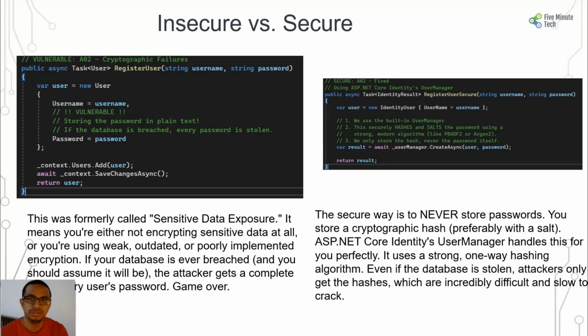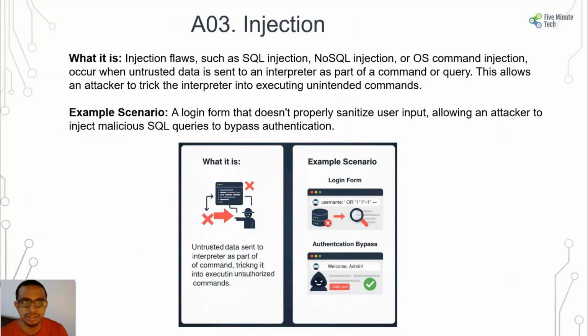So that's how you will be able to secure your access and authorization areas. The third one is the injection flaw, such as SQL injection. It is pretty famous, and most devs know about it. SQL injection, NoSQL injection, or OS command injection occur when untrusted data is sent to an interpreter as part of a command or query. This allows the attacker to trick the interpreter into executing unintended commands. A login form that doesn't properly sanitize user input allows an attacker to inject malicious SQL queries to bypass the authentication.